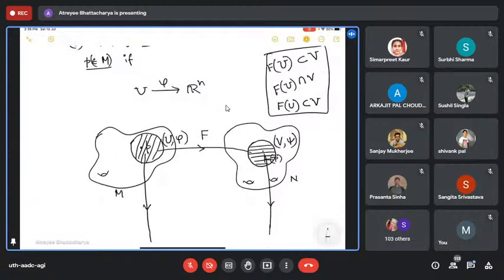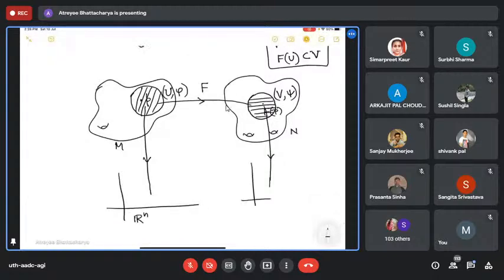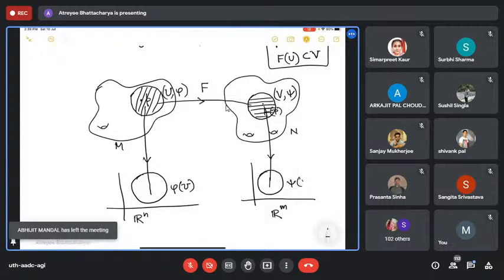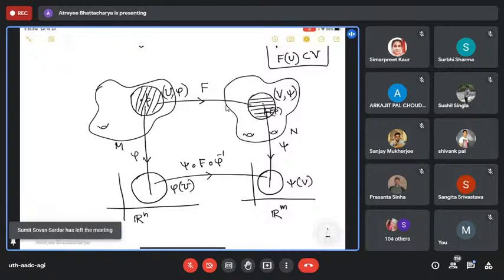that will be mapped to the chart (V, psi) on the codomain, right? And still we are not doing anything that can help us because we are still not in the Euclidean setup. So we are first going to the Euclidean space Rn, and here I will go to Euclidean space Rn, right? This will be the image of U under phi, and this will be the image of V under psi. So this is my map phi, this is my homeomorphism psi, and here I have a map like this. Just compose it. And this map is phi inverse followed by f followed by psi, right? So this will take me from this open set of Rn to this open set of Rn. Sorry, I have drawn it wrongly.